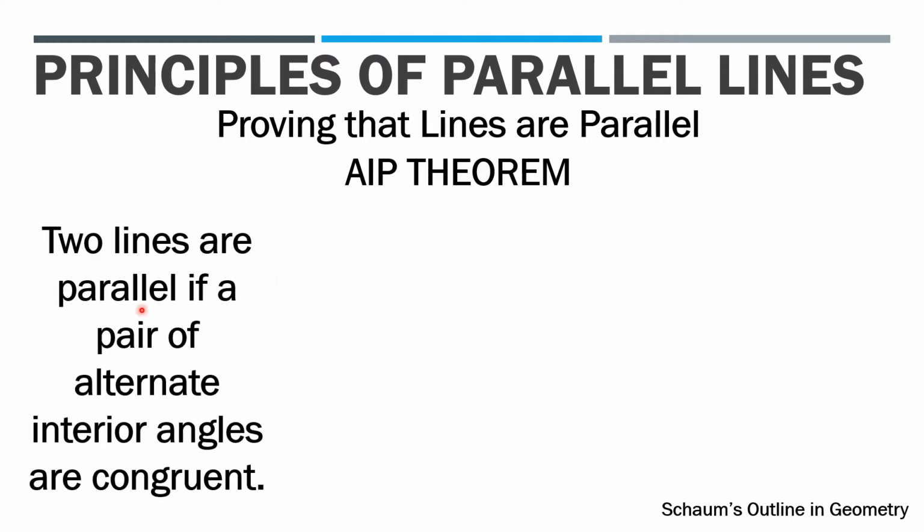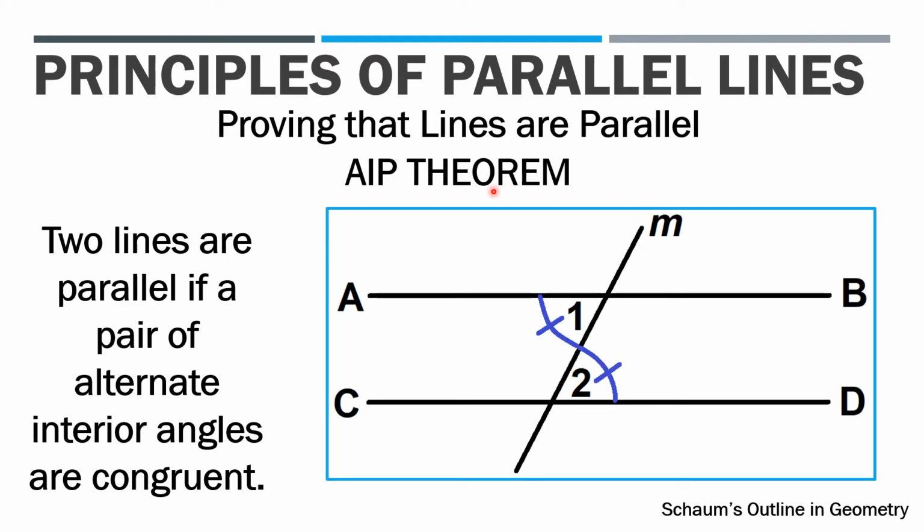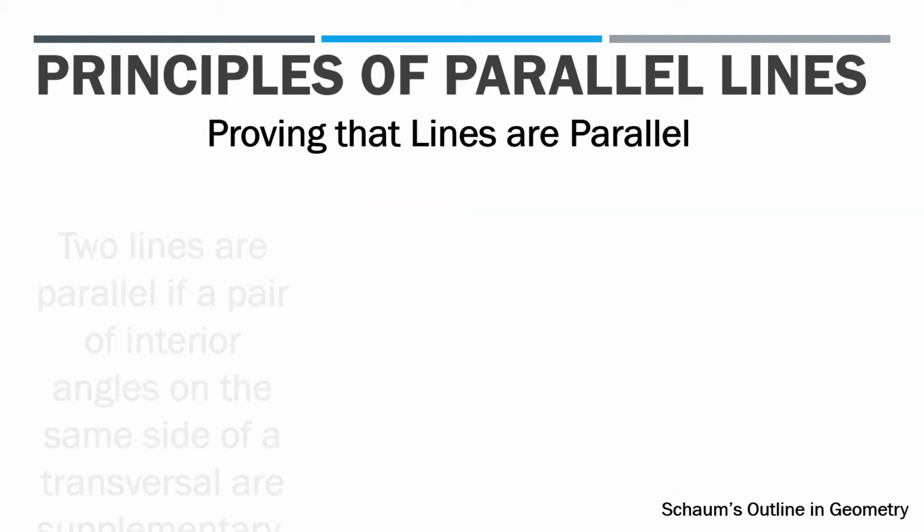Two lines are parallel if a pair of alternate interior angles are congruent. This is known as the AIP or alternate interior parallel theorem. In the illustration, since angles 1 and 2 are congruent and are alternate interior angles, then by the AIP theorem, we can say that the line segments AB and CD are parallel.